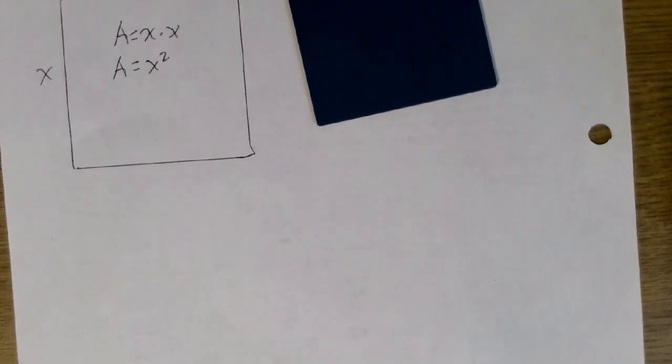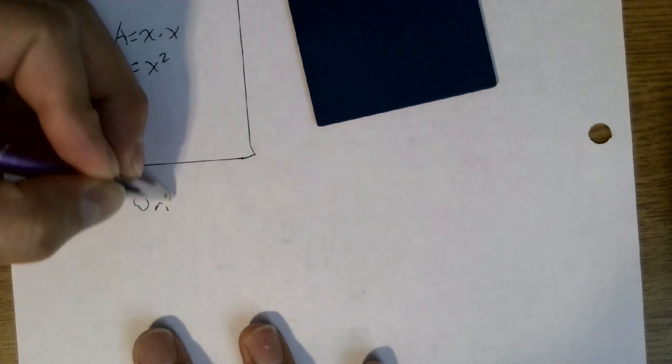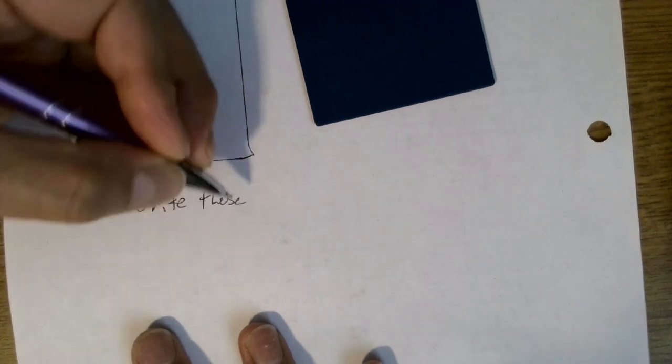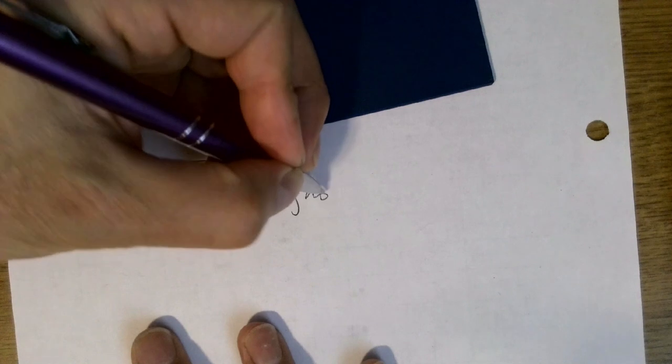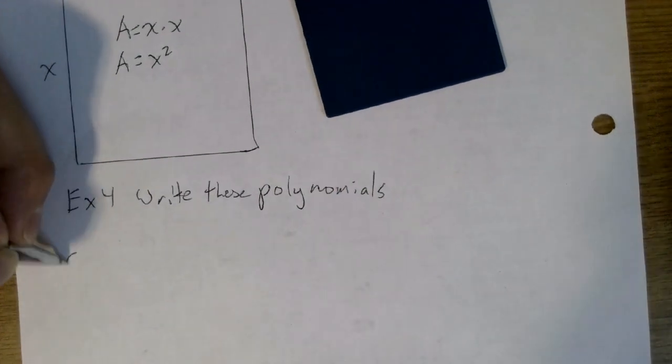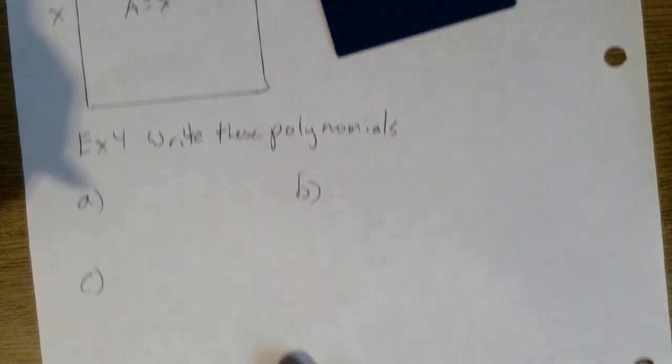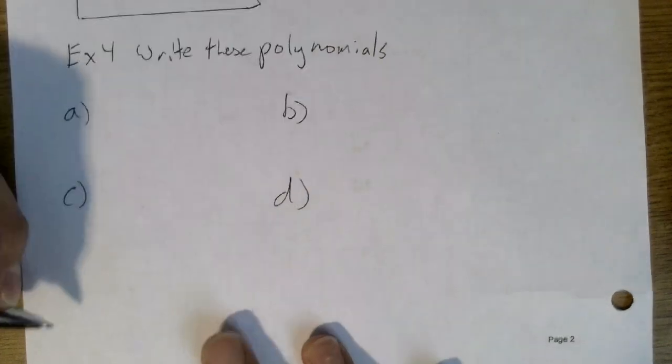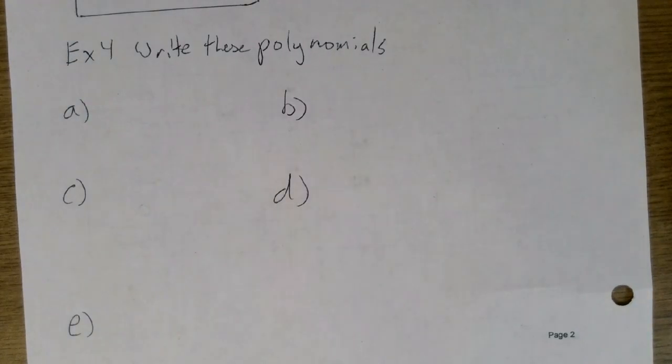Okay, at the bottom of your page now, I want you to write, I guess we're up to example 4. Write these polynomials. Okay, and I want you to write A, B, C, D, and E there. So I'm going to show you some tiles, and I want you to write down the polynomials for those tiles. And when I'm done, I'll write down the polynomials so you guys can check your work.